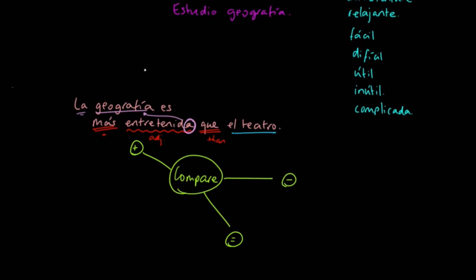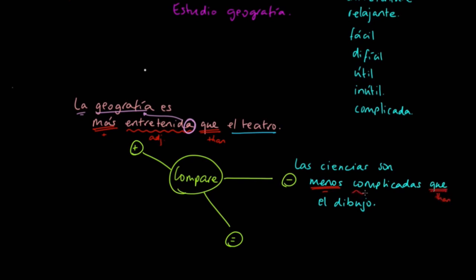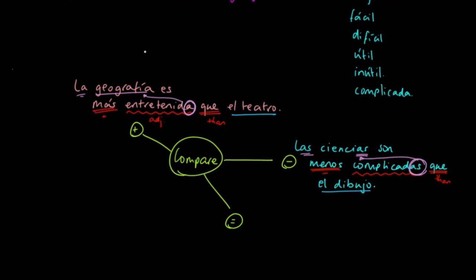If I want to say that something is less than something else, I would say, for example, las ciencias son menos complicadas que el dibujo. Las ciencias son menos complicadas que el dibujo. Sciences are less complicated, less difficult than art. So what have I got here? Menos, less, que, than. In between, I've got the adjective. And what do I notice about the adjective? That if I look at the ending, it's in feminine plural because ciencias is feminine plural. El dibujo, as it happened before with el teatro, is masculine singular, but that does not affect the adjective, okay? So más que, more than, menos que, less than.